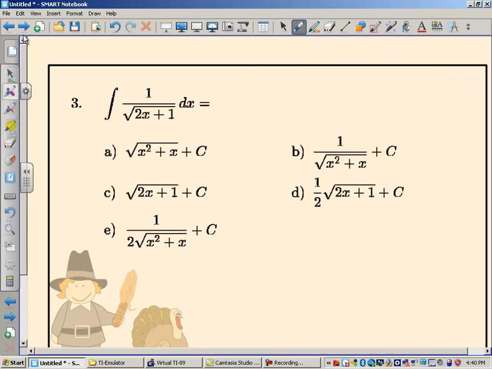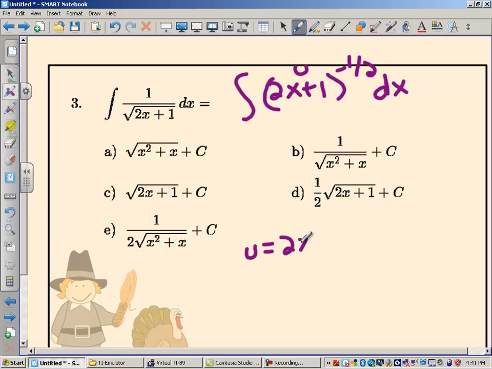Okay, so let's do one last one before we're done. And this one looks a lot scarier because it's a square root in the bottom, but we can still rewrite this as 2x plus 1 to the negative 1/2 power dx. Now here I don't have a number or anything right here, but you could think of it as a 1 maybe, and the dx is still an important part of this. So let's go ahead and do our u-substitution. This is going to be my u. u equals 2x plus 1.